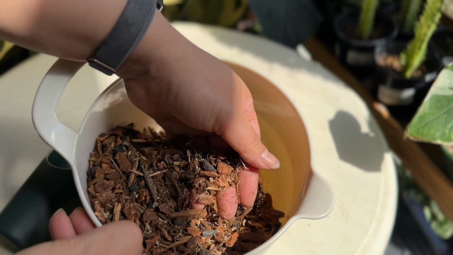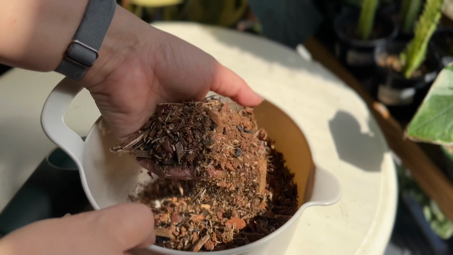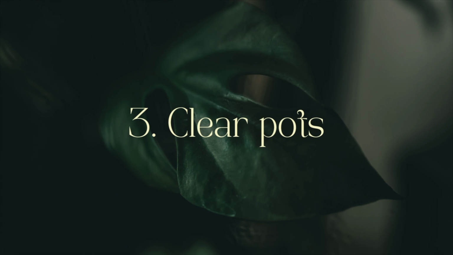So that means you're going to add bark, pumice, perlite, or charcoal into the soil and make sure the soil is very well draining and chunky. That way, when you water the plants, there's still room for oxygen to flow through.